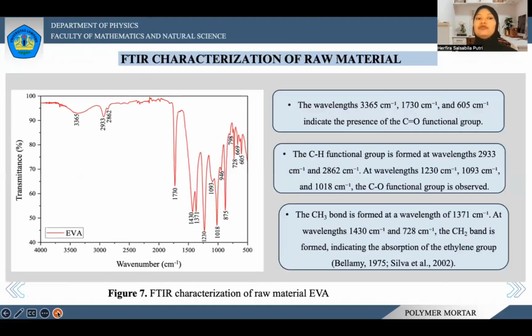And this is about the EVA polymer. In FTIR of EVA polymer, the wave number 3,365 indicates the presence of C=O functional groups. And then the C-H functional group is performed at wave number 2,933. And then 1,233 is the C-O functional group.